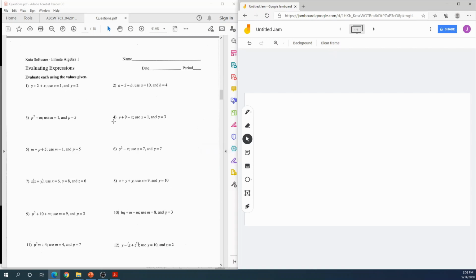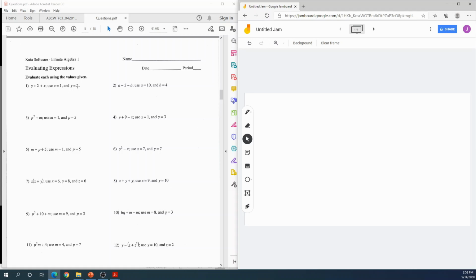Okay, the next thing we're going to work on is going to be evaluating expressions. So the question says, evaluate each using the values given. So we'll look at problem number 1. The expression is y divided by 2 plus x. I want to use x equals 1 and y equals 2.